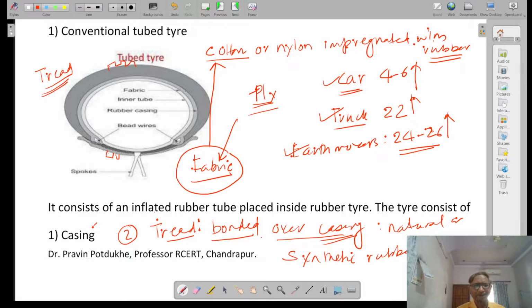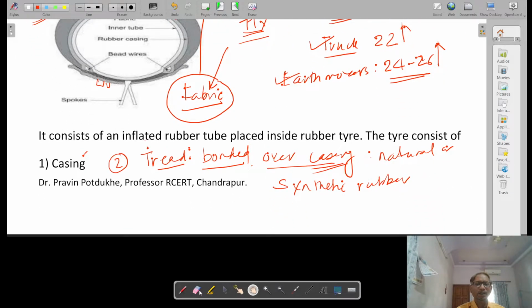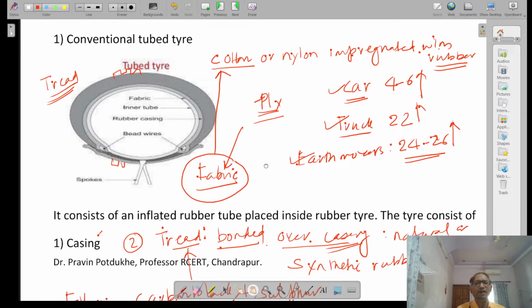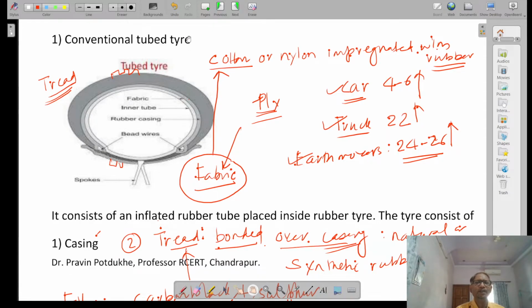Then certain fillers are added to the tread. Let me tell you what the fillers are. These filler materials are carbon black and sulfur. Carbon black and sulfur are added to the rubber to make the tread which is bonded over the casing. These are the things I wanted to tell you regarding the conventional tubed tire.